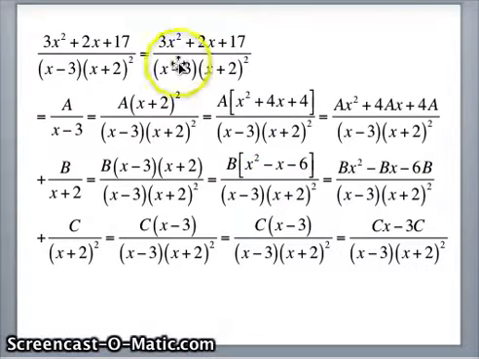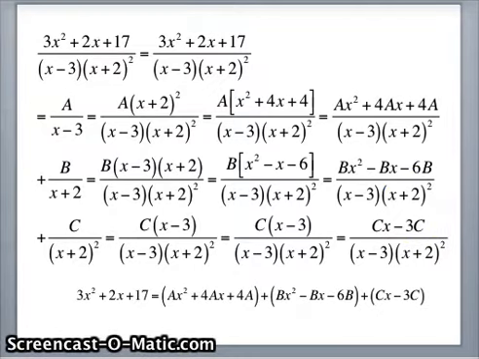So what do we have? This fraction equals this fraction plus this fraction plus this fraction. All the denominators are the same, so this numerator equals this numerator plus this numerator plus this numerator. And we're going to need to reshuffle those so that we can identify our coefficients. So all the x squareds need to be put together. That would just be Ax squared plus Bx squared. All of the x's put together: 4Ax minus Bx plus Cx. All the constants put together: 4A minus 6B minus 3C.